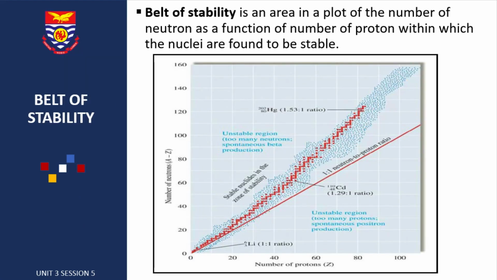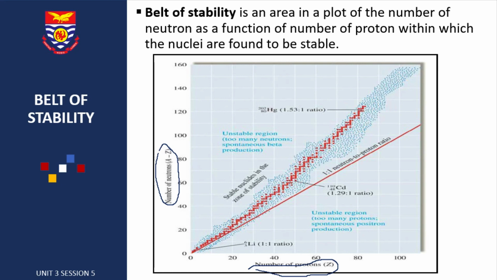Let us look at the belt of stability. The belt of stability can be defined as an area in a plot of the number of neutrons as a function of the number of protons within which the nuclei are found to be stable. So the plot that we have here indicates the band of stability, where neutrons are plotted against protons.